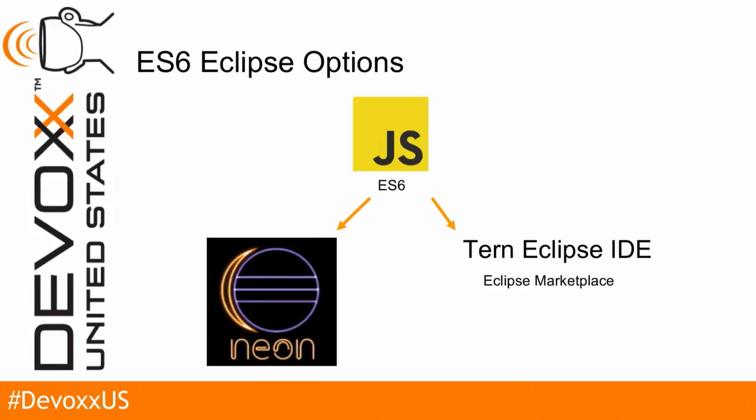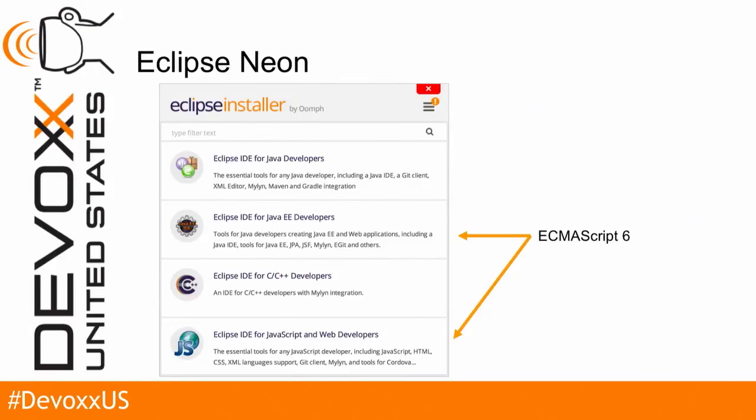So with ES6, you've got two different options. You can use Neon, the most recent, or you can install the Tern Eclipse IDE, which is available through the marketplace. It's a plugin for Eclipse which gives you ECMAScript 6 support and code editing. I'll go over both of those and show you both.